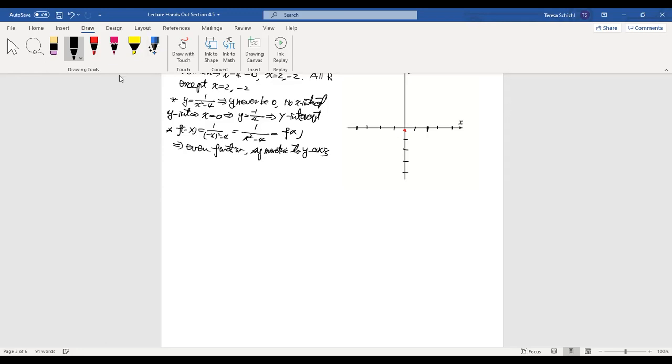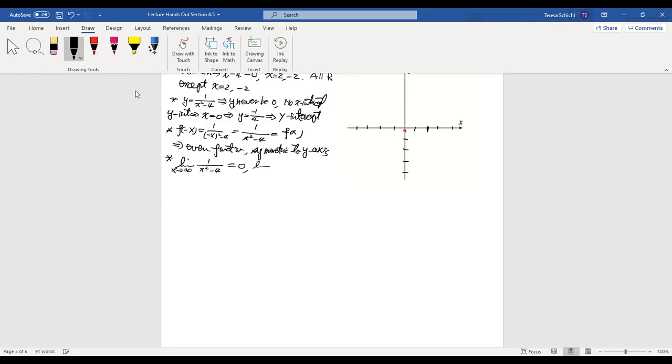Now let's take a look: do we have any asymptotes here? For the horizontal asymptote, take the limit as x approaches infinity of 1 over x squared minus 4. When x approaches infinity, the bottom is going to be very big, so this will approach 0.